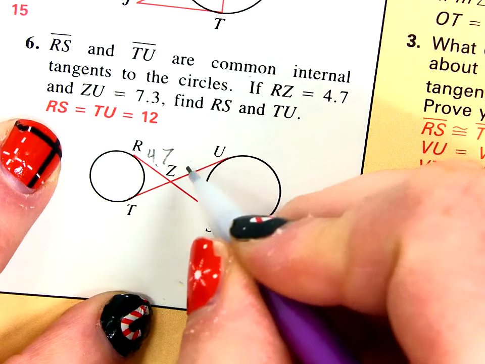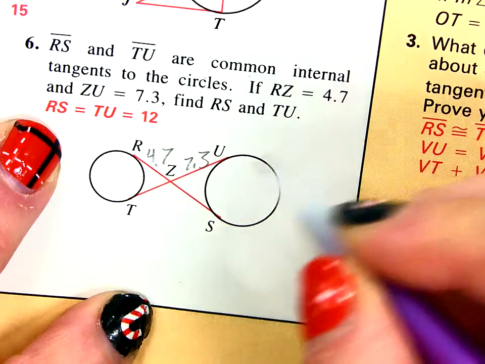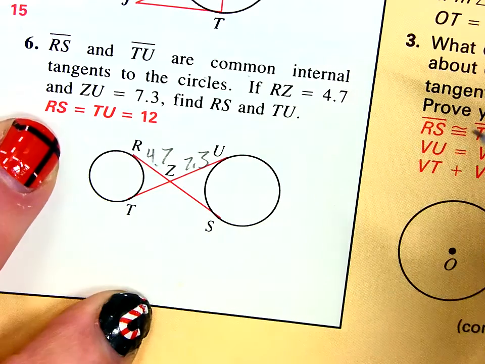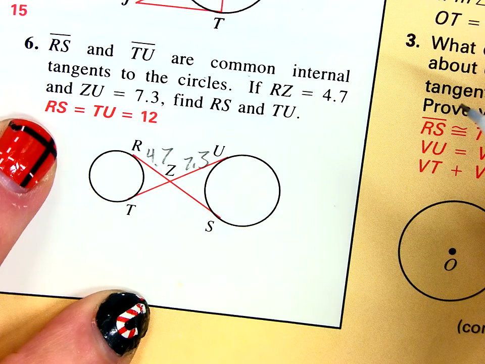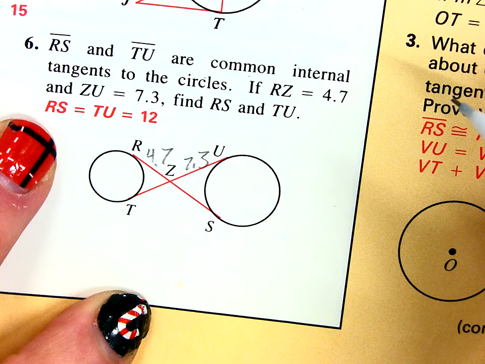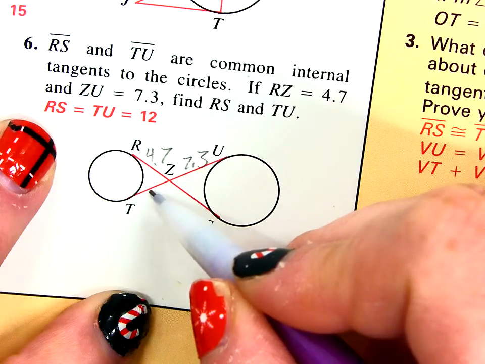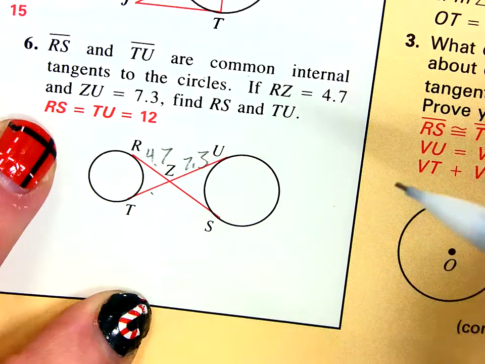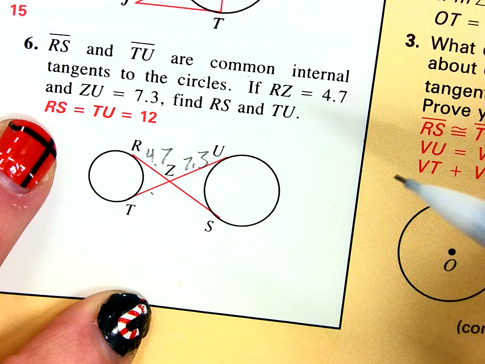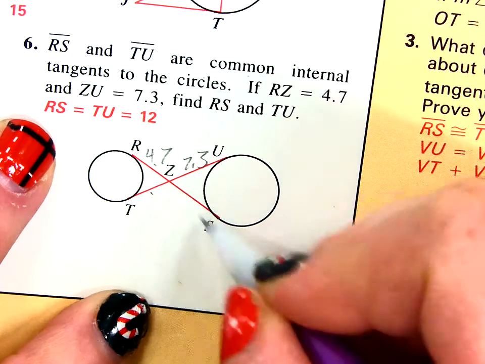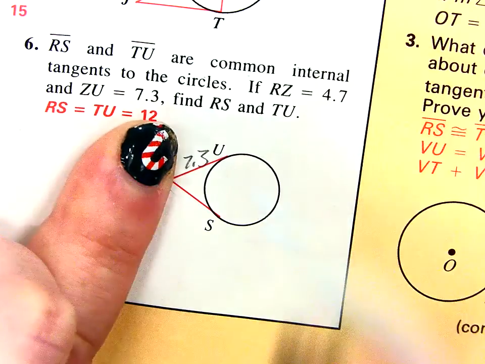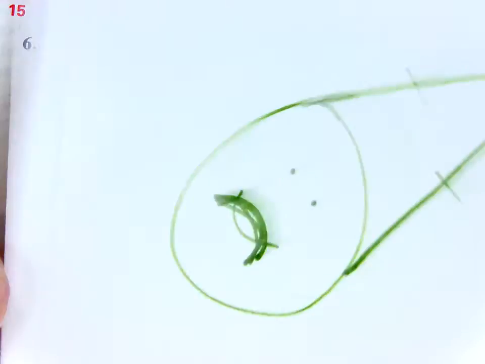ZU is 7.3. Find RS and TU. So TZ is congruent to CU. Oh wait, no, never mind. Sorry. ZS is congruent to ZU. Yes. Remember that? Remember the dunce? Yes, the ice cream guy.